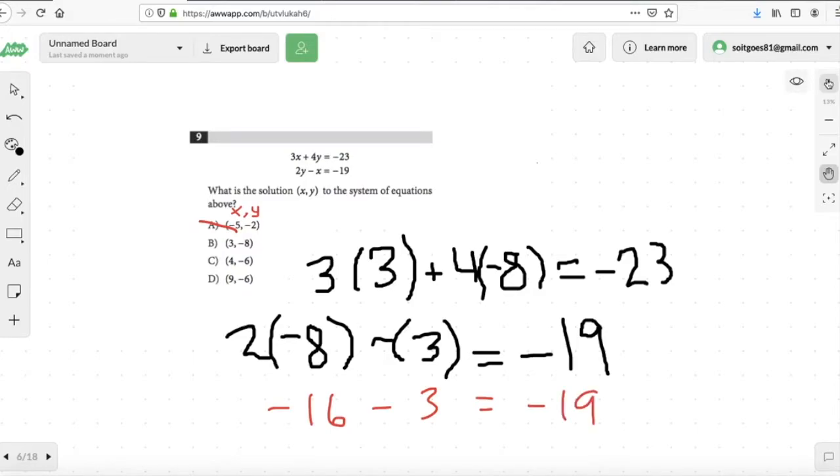Okay. Where were you getting thrown off there, Juliana? I think I just somehow managed to add the 2 and -8. Oh, okay. Because it looks like 2 minus 8, right? But it's 2 times -8. Yeah. Gotcha. Okay. So it is answer choice B.